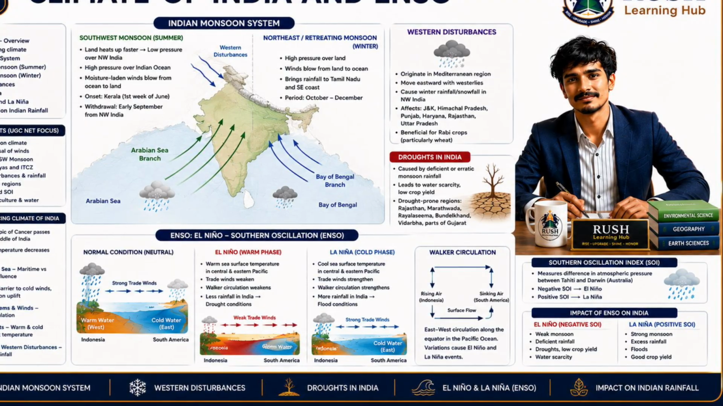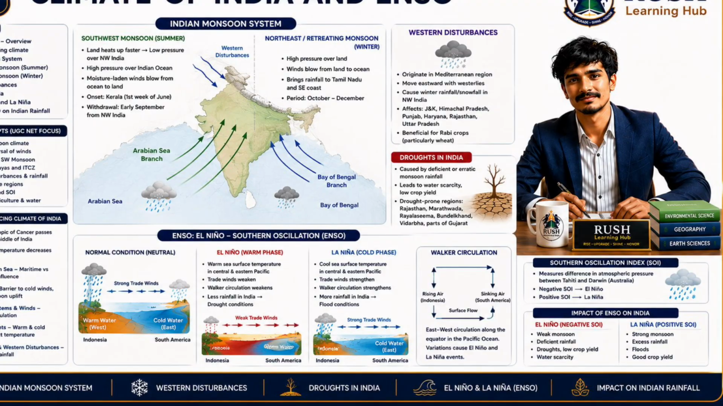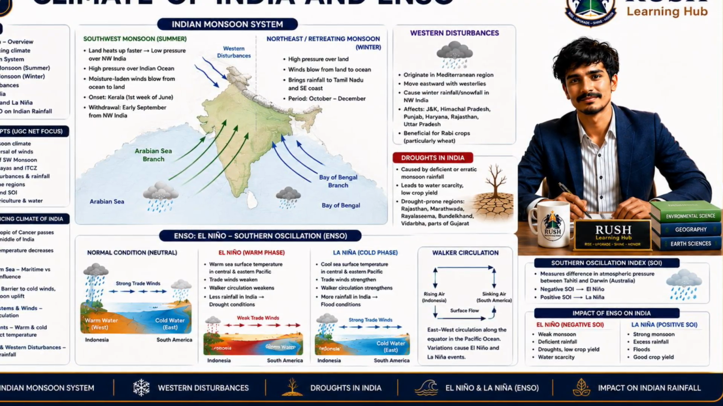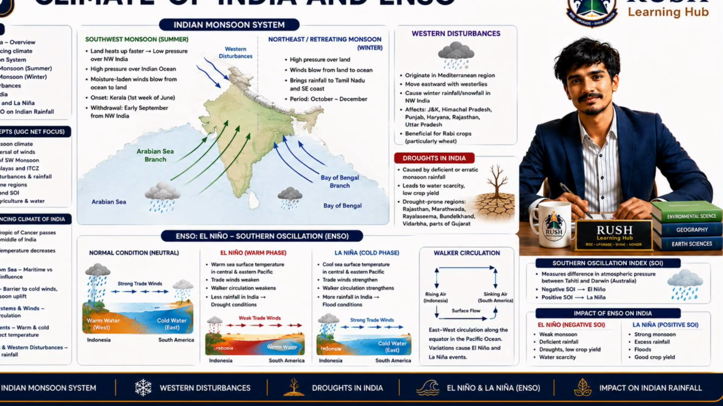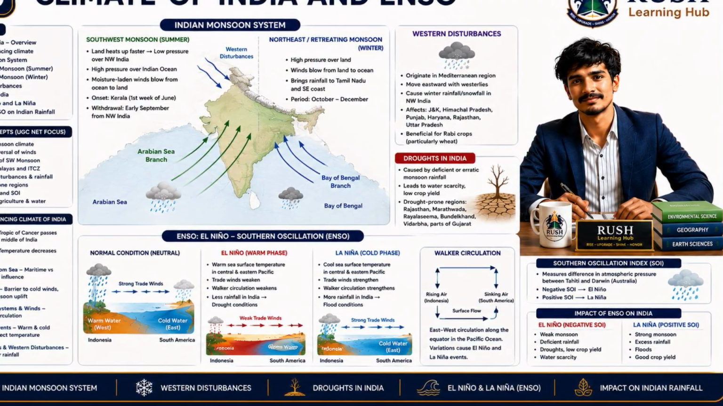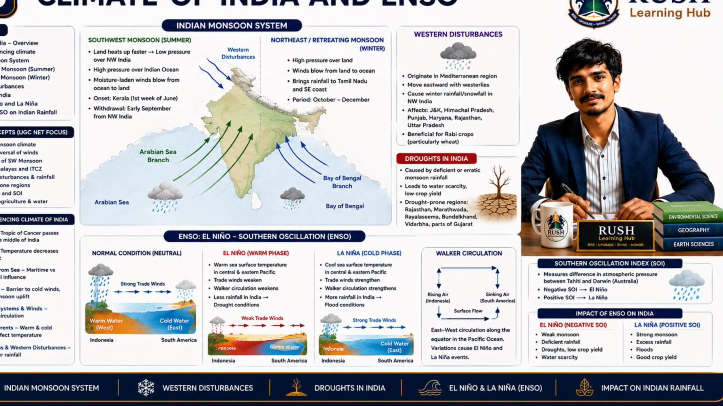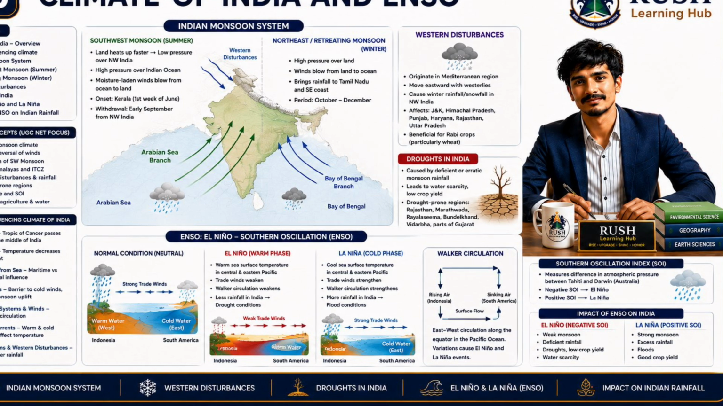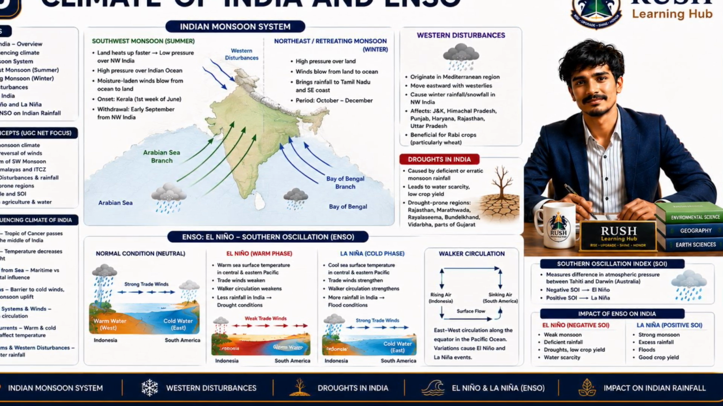Examples of severe El Niño years include 1982, 1997, and 2015. In contrast, La Niña represents the cold phase of ENSO. During La Niña conditions, sea surface temperatures in the central and eastern Pacific Ocean become cooler than normal. Trade winds strengthen, and water circulation intensifies.